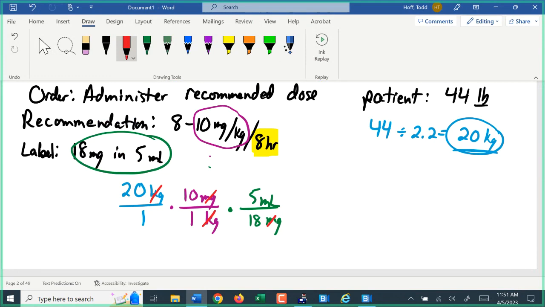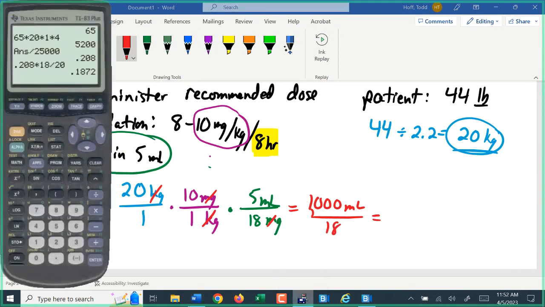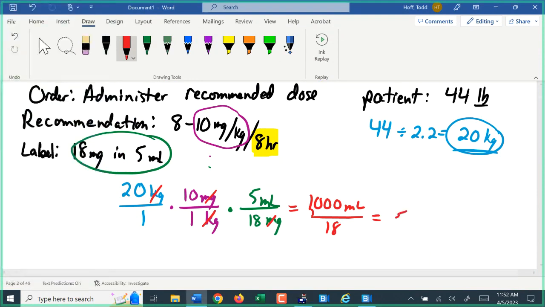We're in milliliters, and that being a liquid medication, that's what we're going to administer to the patient. So on top here, we have 20 times 10 times 5, 1,000 milliliters. And on bottom, 1 times 1 times 18 is 18. So now we have to divide that out. 1,000 divided by 18 gives us 55.56 milliliters.